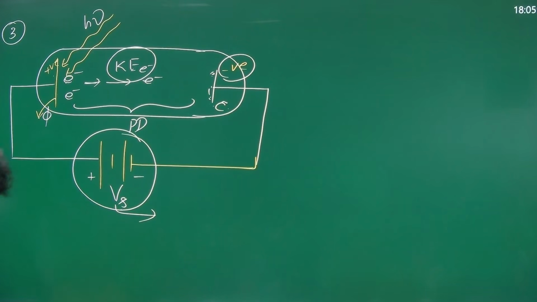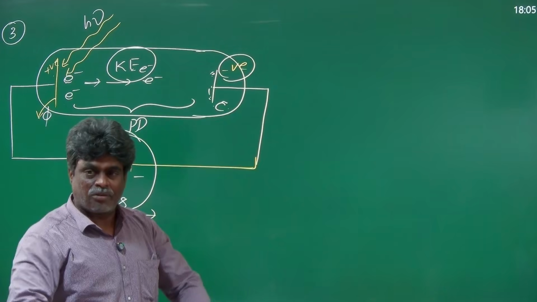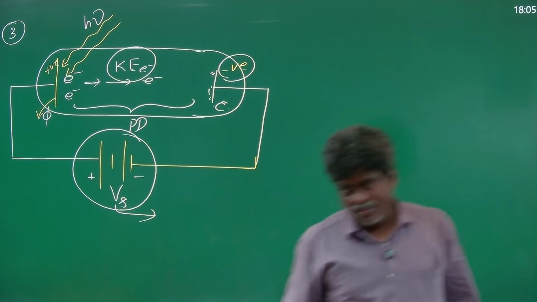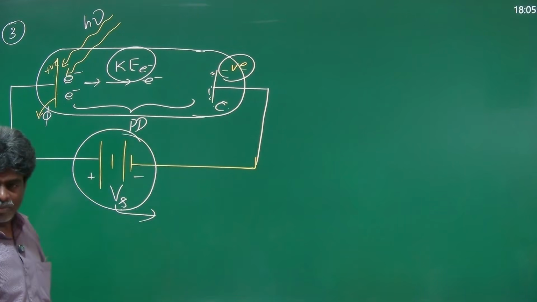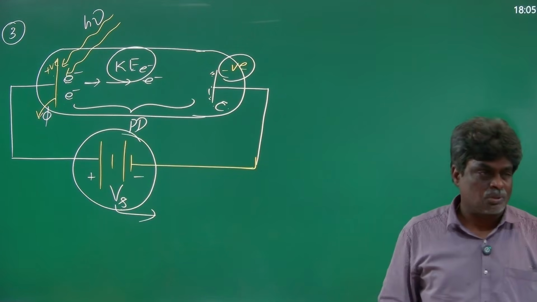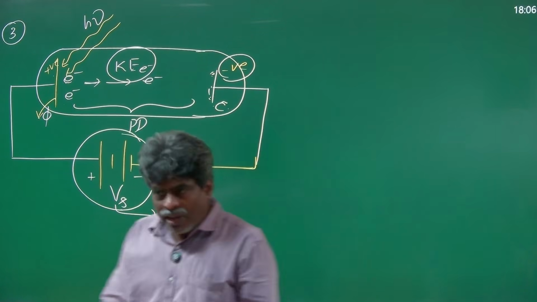One more time. You didn't understand, I hope so. For example, listen. This is the point where I have the potential V1. This is V2. Now the electron is going from V1 to V2. How much work should be done? e into delta V.